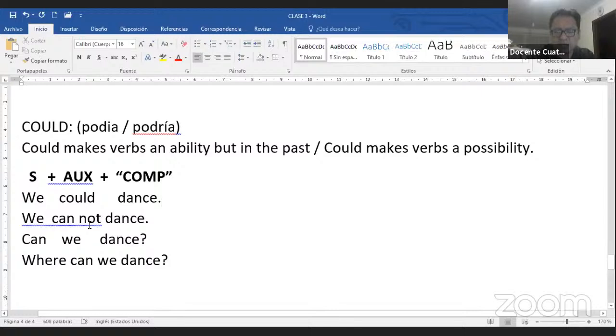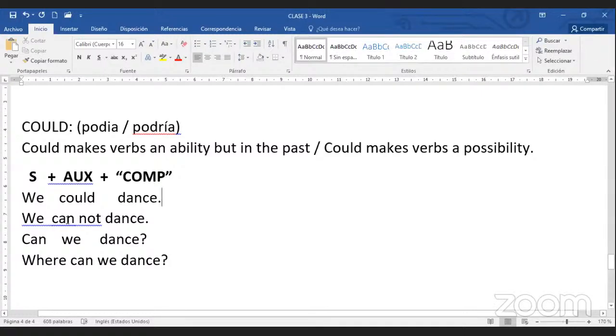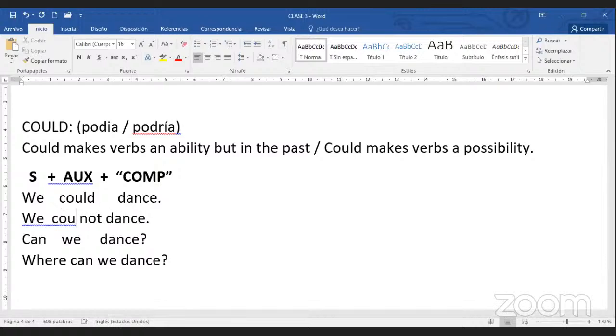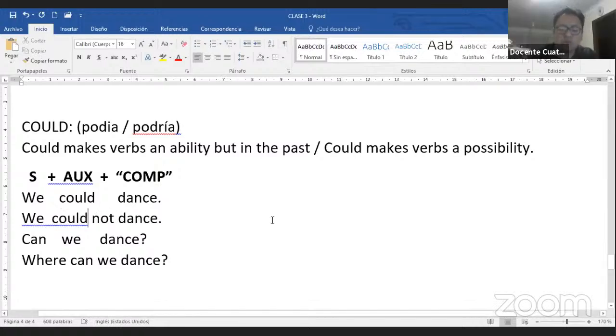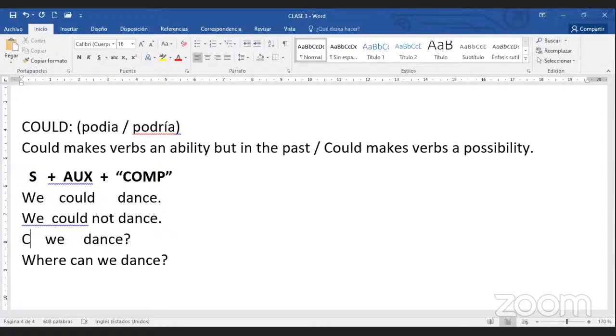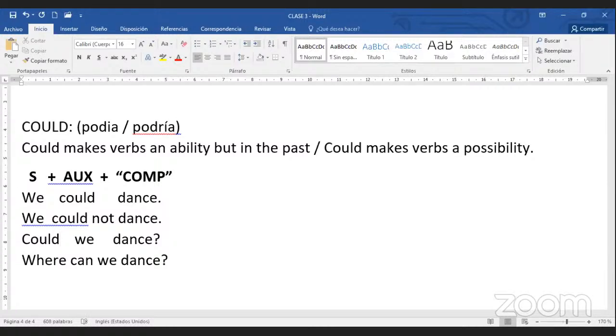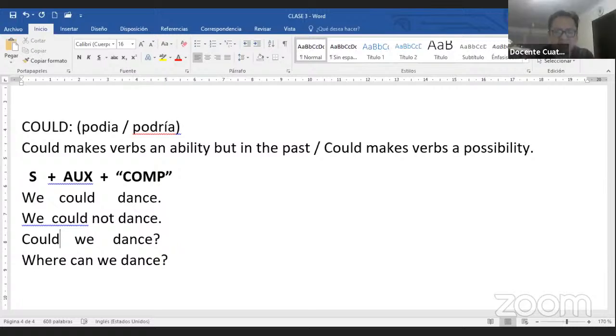Gabby, are you there? Give me the negative for the could. We could not dance. Very good. So in Spanish, nosotros no podíamos bailar, ability in the past. Nosotros no podríamos bailar, possibility. Good. Liber, can you give me the close question? Could we dance? The same idea. ¿Podíamos bailar o podríamos bailar? The same.